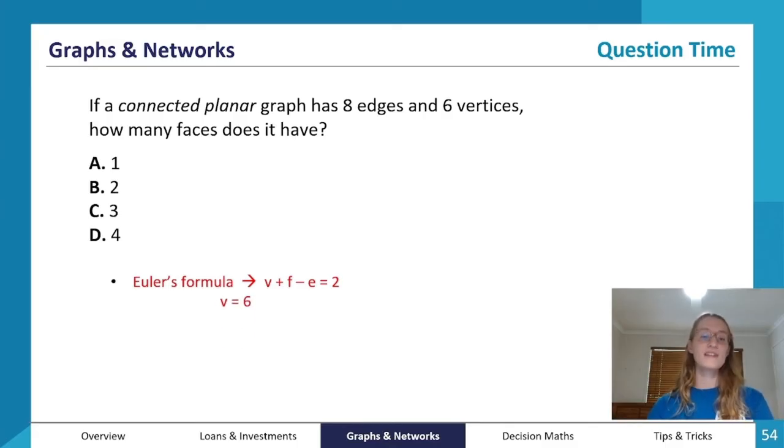So we know that we have 6 vertices. We don't know the number of faces. That's our unknown value. And we know that we have 8 edges. So all that we need to do then is substitute into our formula. And we can see that 6 take 8 will give us -2. And then to isolate f by itself, we add 2 to both sides. And that tells us that a connected planar graph with 8 edges and 6 vertices will have 4 faces.